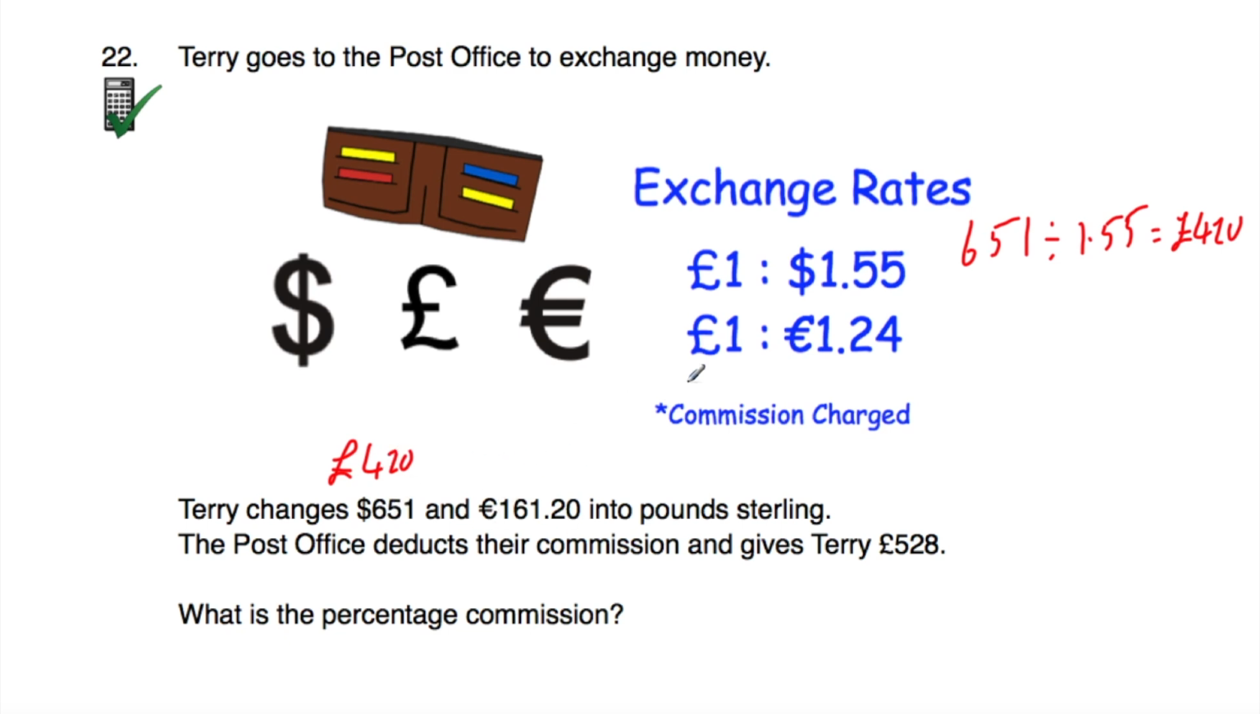In terms of the euros, £1 is equal to €1.24. So if we divide the number of euros by 1.24, that'll tell us how many pounds he should have received for those. So 161.20 divided by 1.24 is equal to 130. So £130. If there was no commission charged, he would have received £420 for the dollars and £130 for the euros. If we add those two amounts together, that'll be equal to £550.